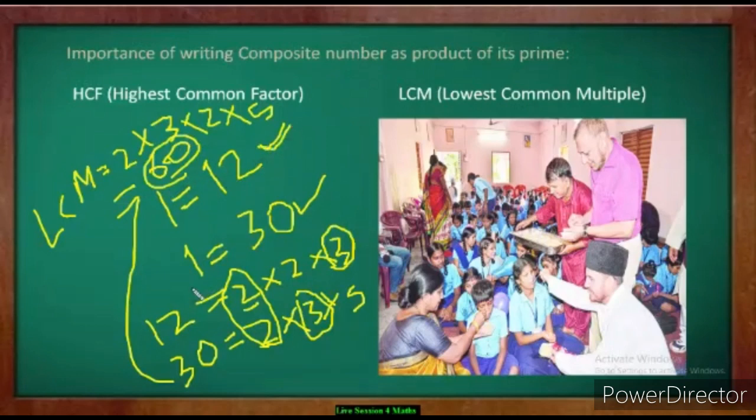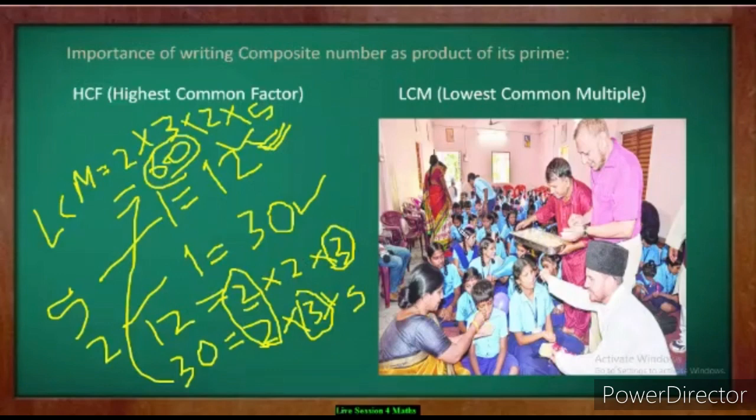60 sweets. How many snacks do you have to purchase? 60 snacks. 60 snacks and 60 sweets. So how many packets will you purchase of this? 5 packets of sweets and 2 packets of snacks. Okay, and this we will purchase. We will go and we will distribute.